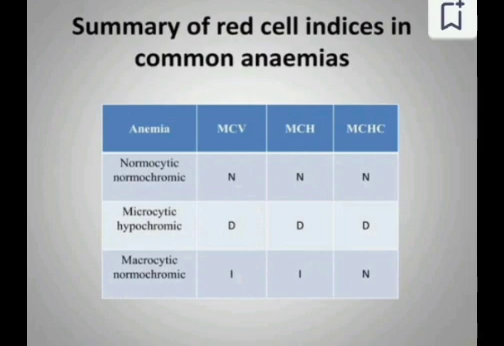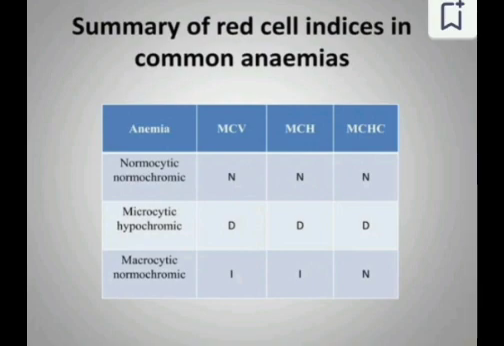So what happens to these parameters when there is normocytic normochromic anemia? In normocytic normochromic anemia, the MCV, MCH, and MCHC are all normal. Whereas in microcytic hypochromic anemia, there is a decrease in the blood indices, that is MCV, MCH, and MCHC.